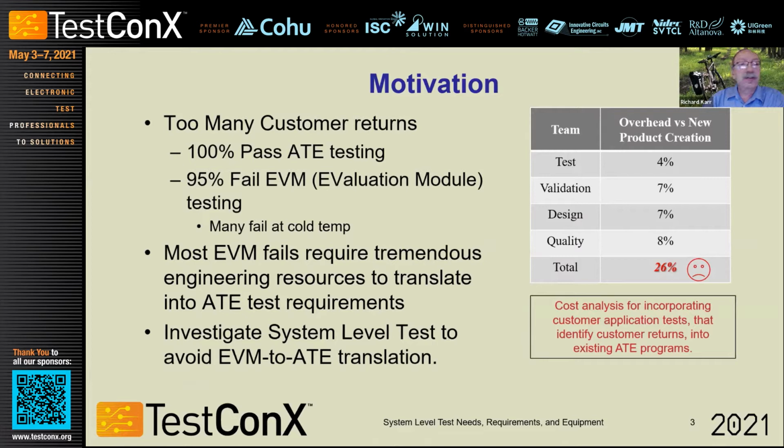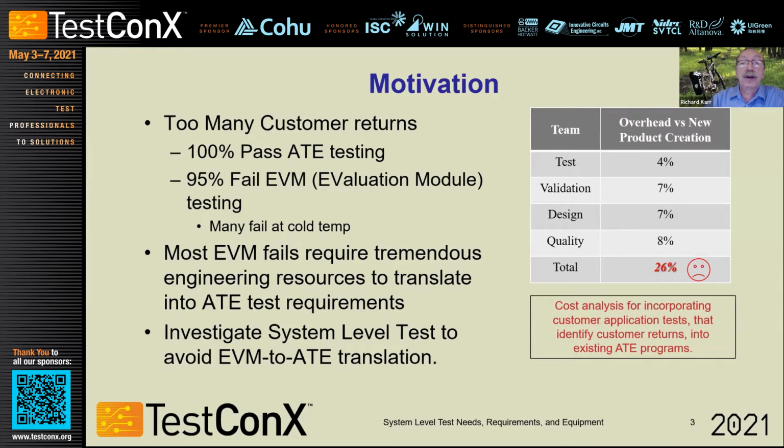So let's get into motivation. The main driver for TI investigation of system-level test was really the resource drain caused by resolving customer returns from the recent generation of advanced automotive processor devices. We were able to quickly develop test procedures on our device evaluation models, the EVMs, that identified the customer returns as fails. But translation of these EVM procedures into our traditional ATE tests proved to take a very long time for many of these returns.